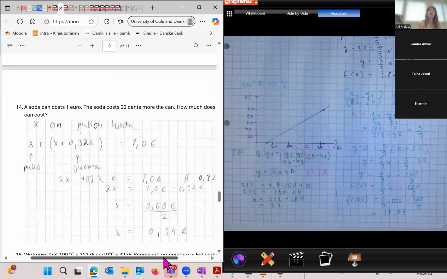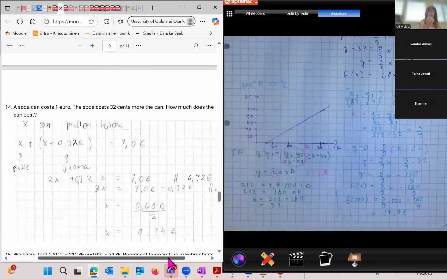By the way, if the solutions are like this, are you able to follow it if there's some Finnish text? It doesn't matter. Yeah, it's fine.